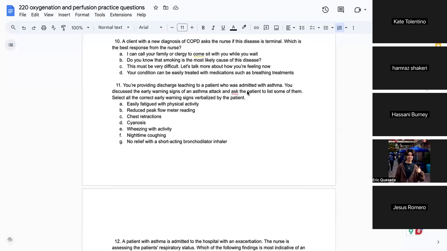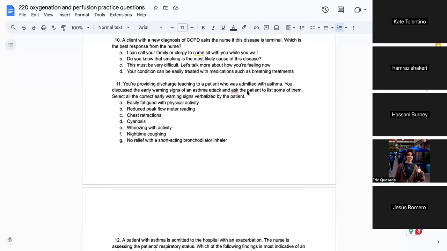All right, number 10. A client with a new diagnosis of COPD asks the nurse if the disease is terminal. Which is the best response from the nurse? A, I can call your family or clergy to come sit with you while you wait. B, do you know that smoking is the most likely cause of this disease? C, this must be very difficult. Let's talk more about how you're feeling now. Or D, your condition can be easily treated with medications such as breathing treatments.